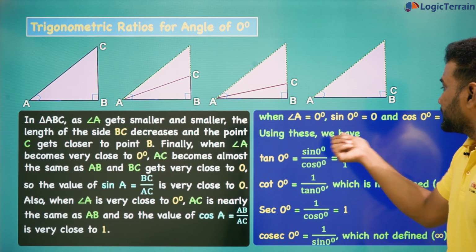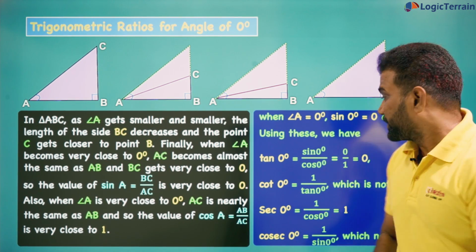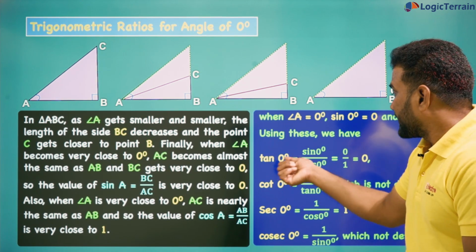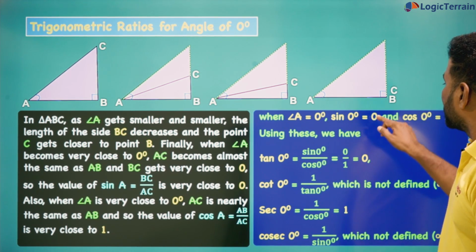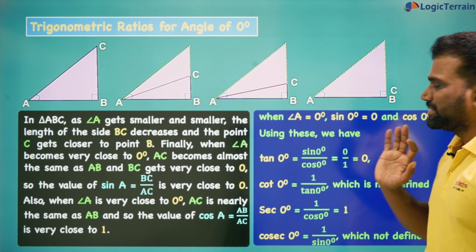So using this, we have tan 0 equal to, again by using the quotient relation, that is tan theta is equal to sin theta by cos theta. So tan 0 equals sin 0 by cos 0. So 0 by 1, whose value is 0. So tan 0 value is 0.